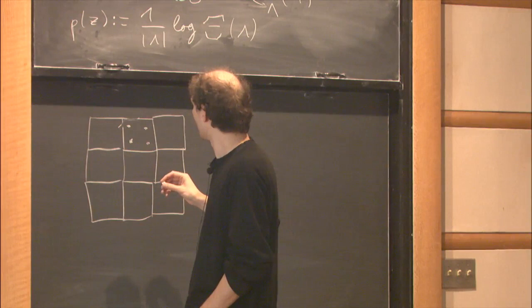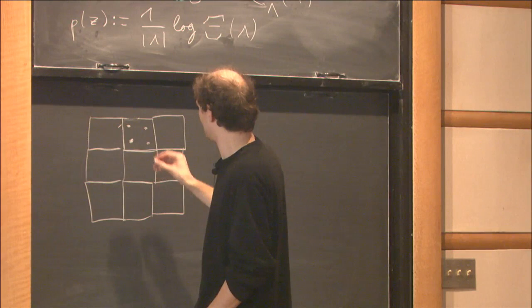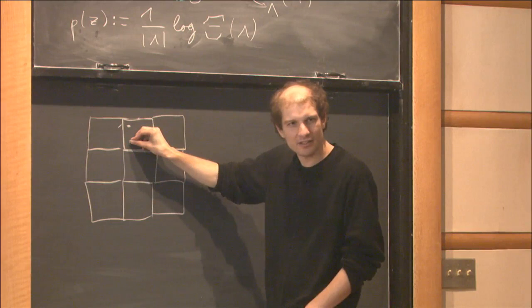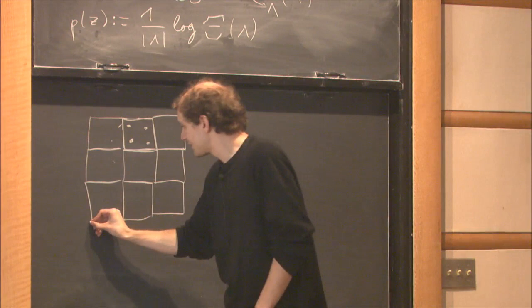So why is this second nearest neighbor exclusion? If I decide that putting a square here means I put a particle here, then you can check that you exclude the neighbors. And you exclude the second neighbors, but you don't exclude the third neighbors. So I can tile my plane like this.